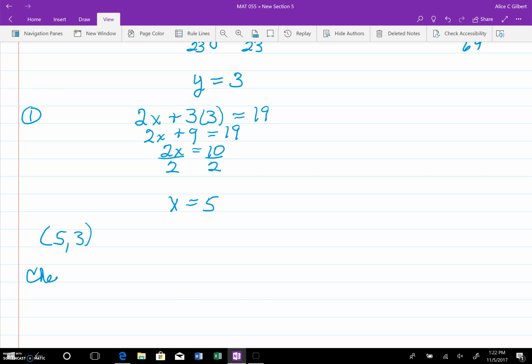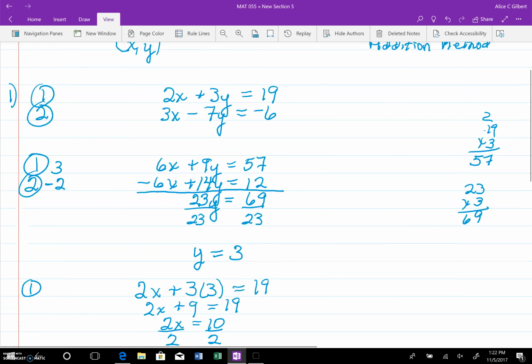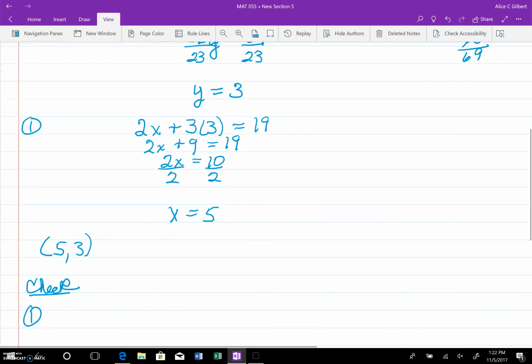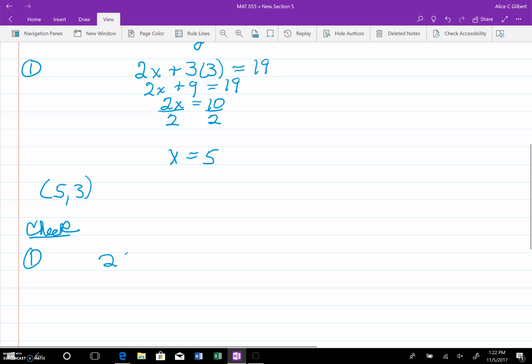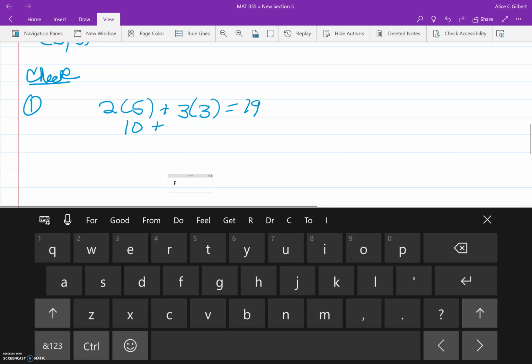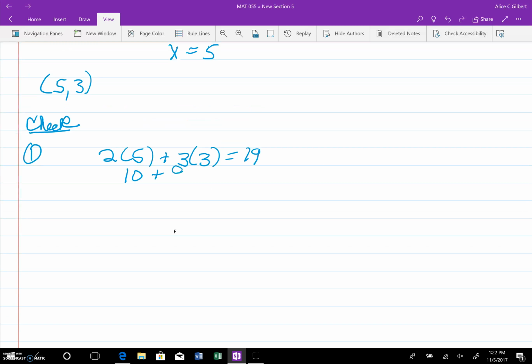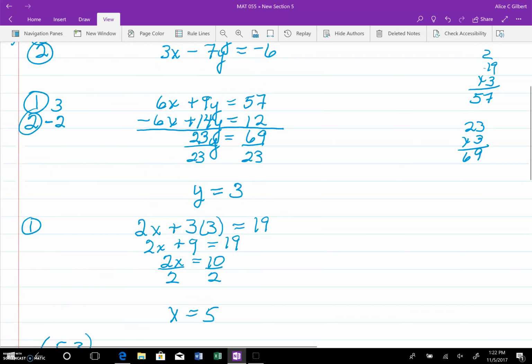Let me check to see that these are correct. So first equation, 2x plus 3y equals 19. So 2 times 5 plus 3 times 3 equals 19. Always put it into the original equation. So we get 10 plus 9 equals 19. 10 plus 9 is 19, and that 19 equals 19. But I have to do it in every single equation.